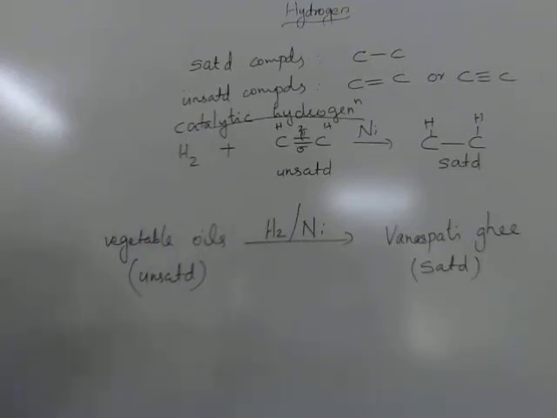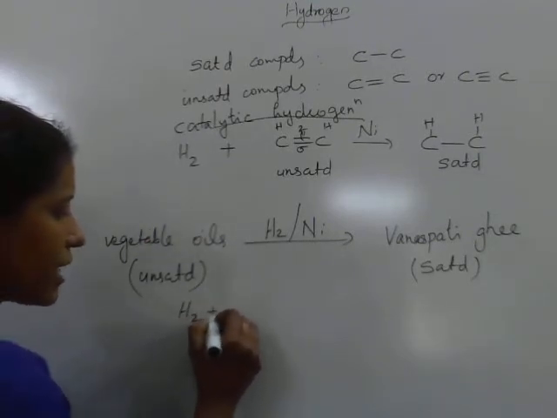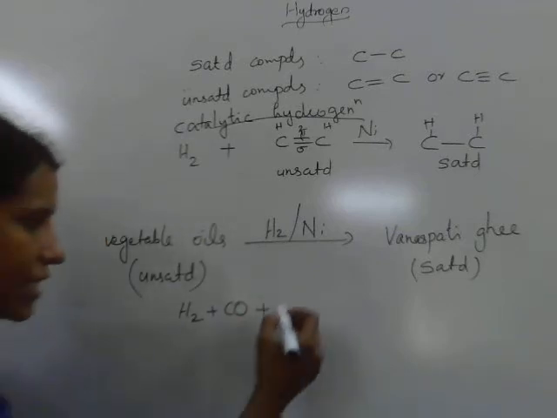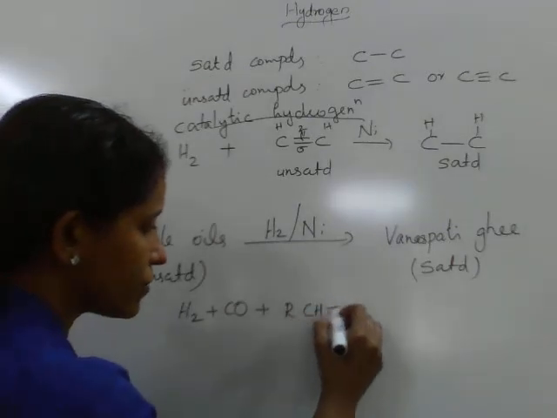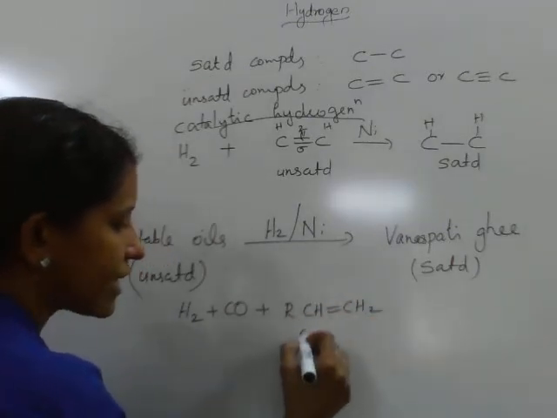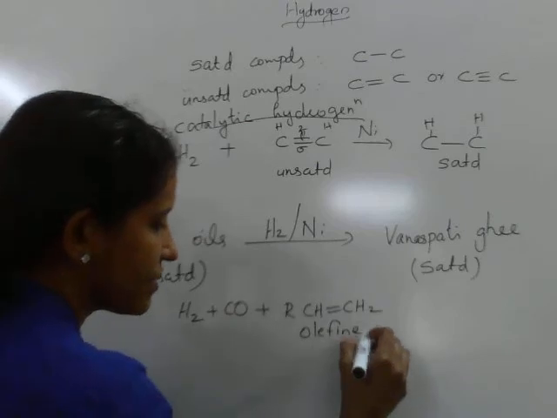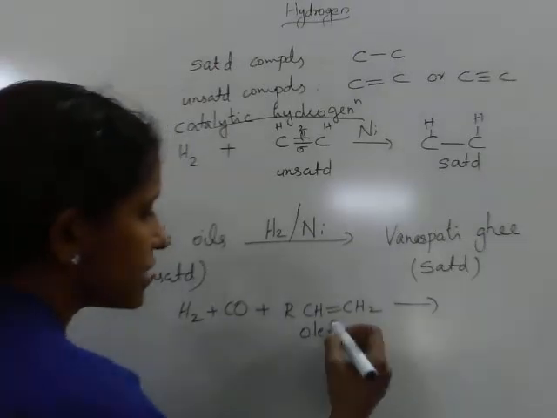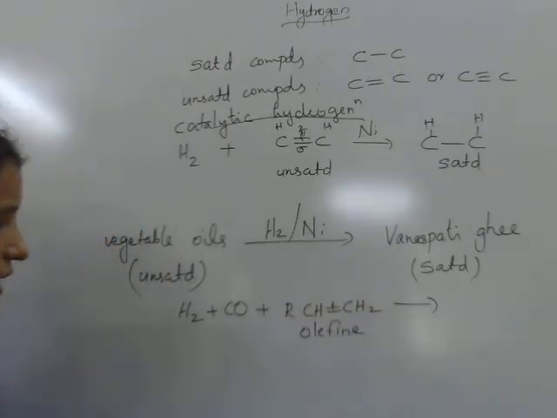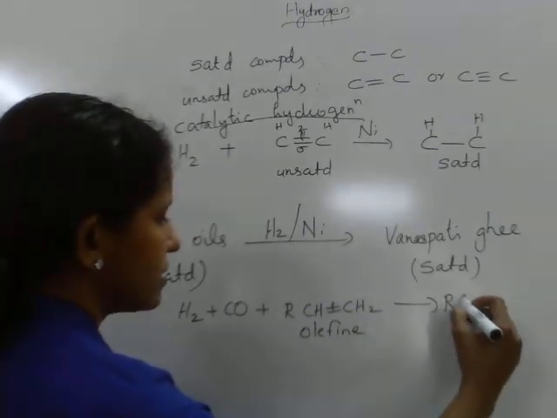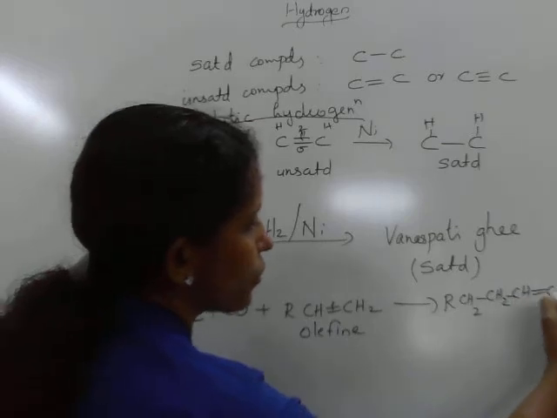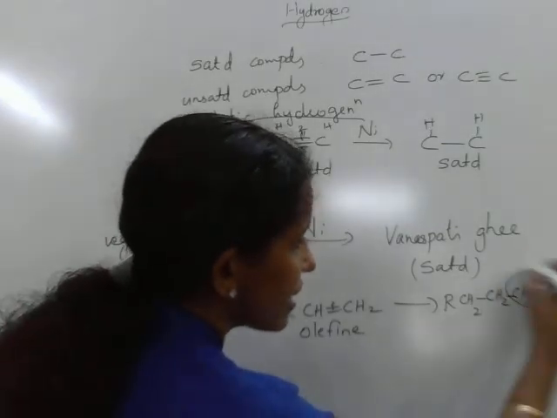Now, another reaction of dihydrogen is when it combines with carbon monoxide and an alkene. Alkene means a double bonded compound. Alkenes are also known as olefins. This reaction is called the hydroformylation reaction. We get the product where the double bond breaks, hydrogen is added, and we get RCH2CH2CH double bond O, meaning we get an aldehyde. This is an aldehyde group.